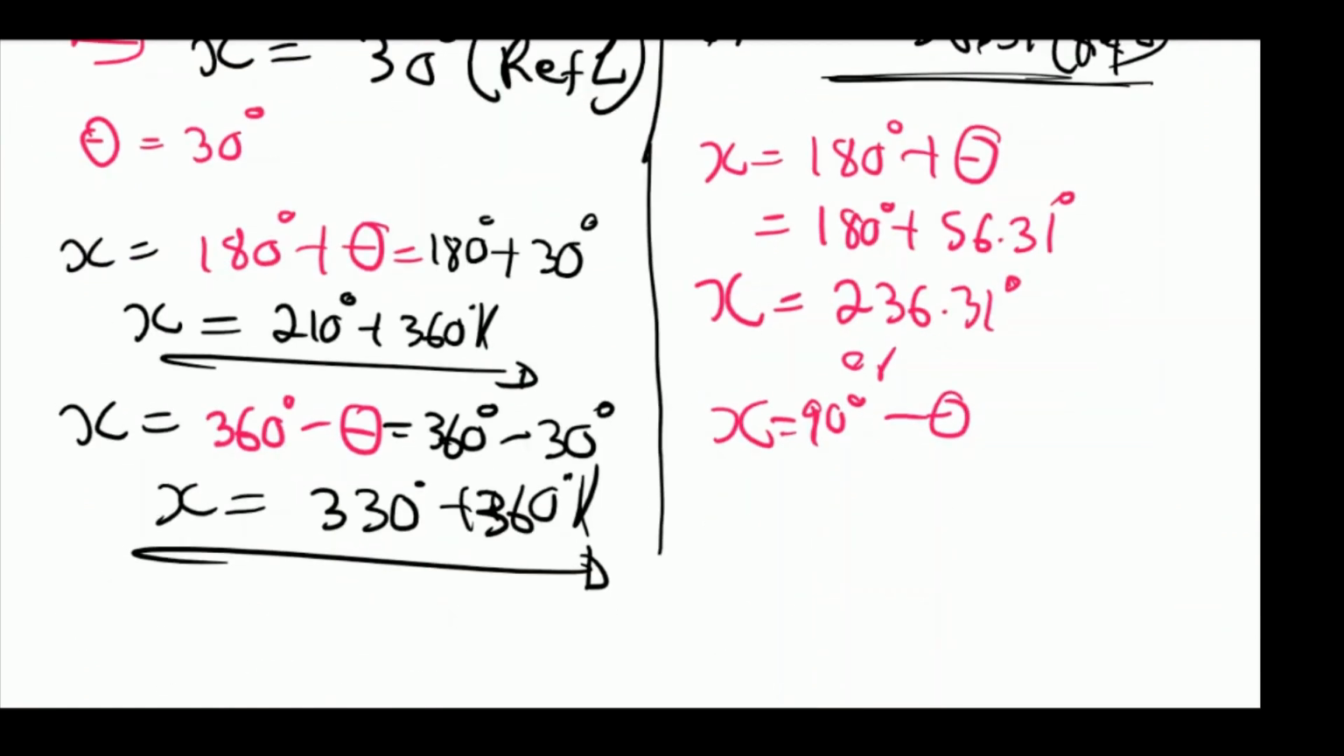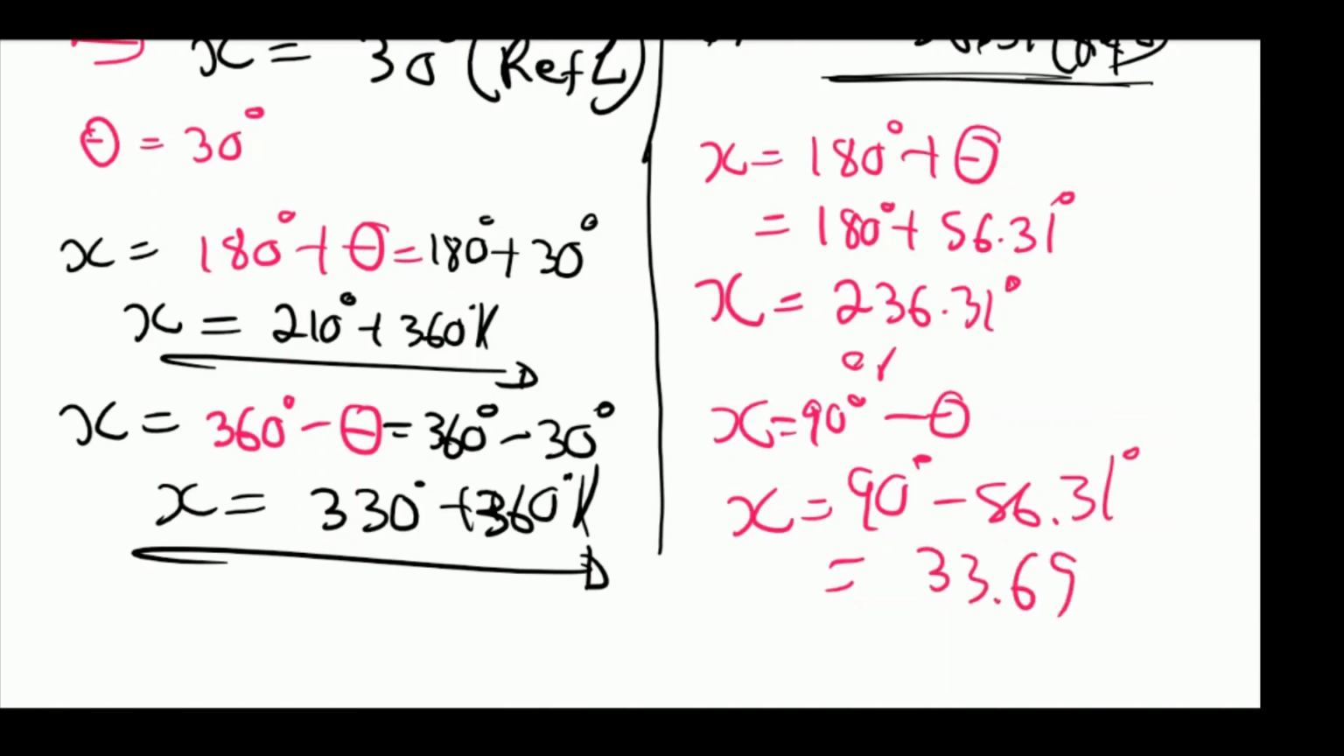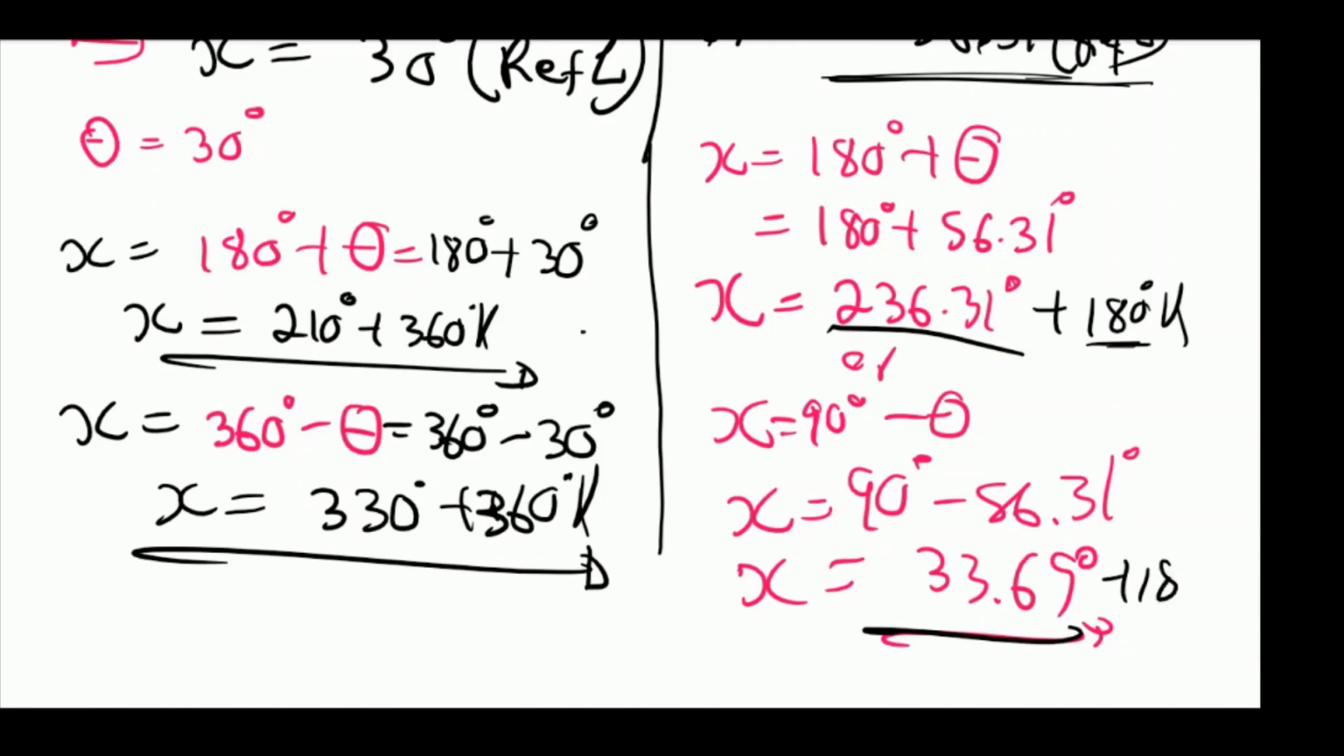Which is in the first quadrant. So x is equal to 90 degrees minus 56.31 degrees. So you're going to get 33.69 degrees. So these are your solutions of x. And you're going to say plus 180 degrees of k, because tan has a period of 180, so you're going to use 180 plus 180 degrees of k. So these are your solutions of x.